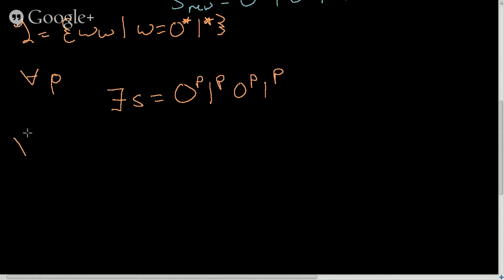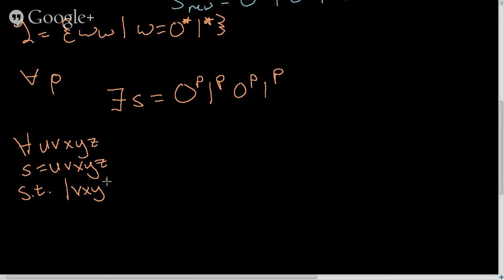And then our opponent is going to say for all U, V, X, Y, Z. I think there should actually be a W in there somewhere, but it doesn't matter what we call our variables here. S equals UVXYZ such that VXY is less than or equal to P, and either V or Y is not the empty string.